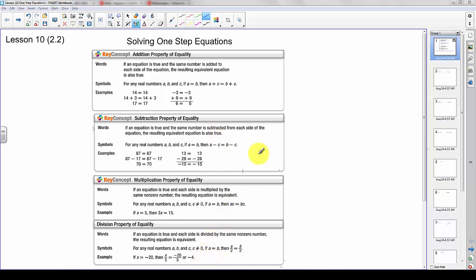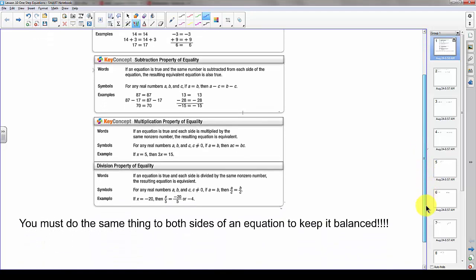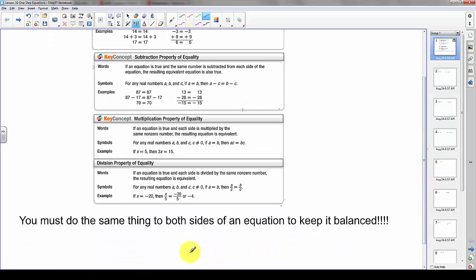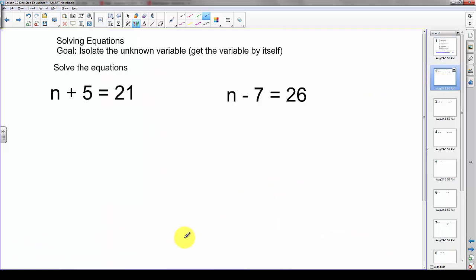Just take a look over these. You don't need to write them all down, but you need to understand the concept. Basically, what it's saying is, in order to keep an equation balanced or true, you have to do the same thing to both sides of an equation. So, this is kind of key. Let's start solving some of these.